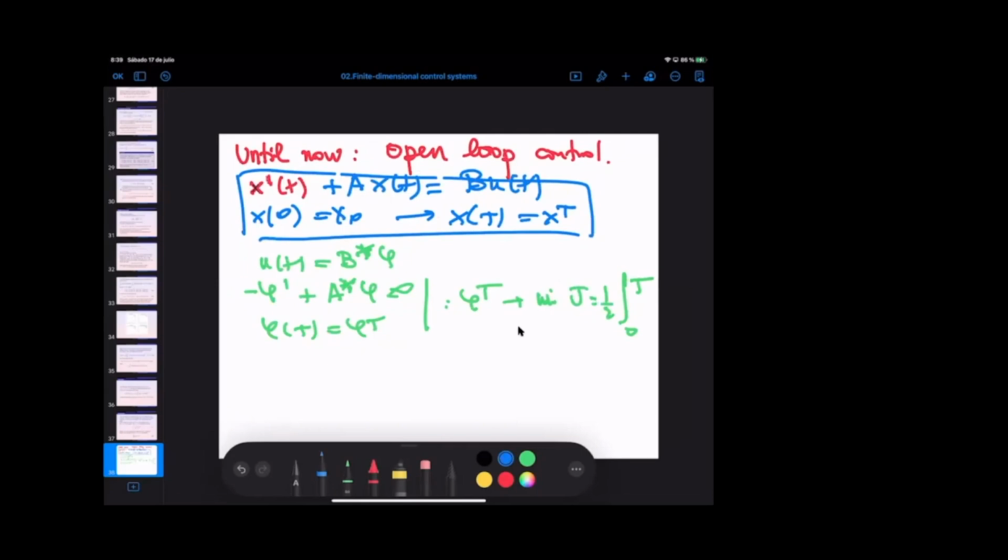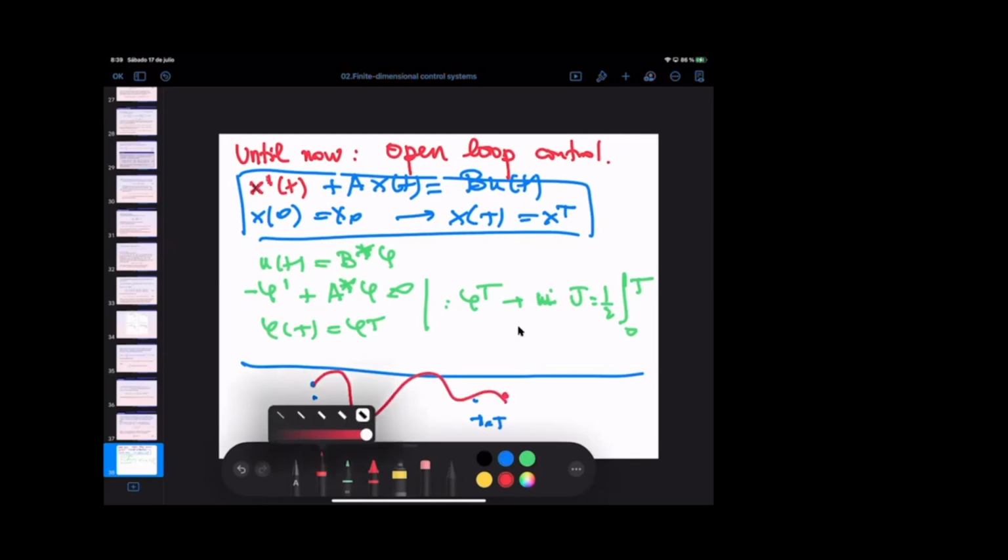Now, people will tell you, well, this is what is called open loop control. Why is it open loop control? Well, I have to go, in the time interval t equals 0 to t equals capital T, from one point x0 to a different point xT. And in order to compute this trajectory, I have to operate on the system during the time interval 0 to capital T.